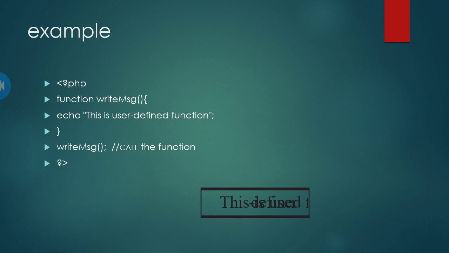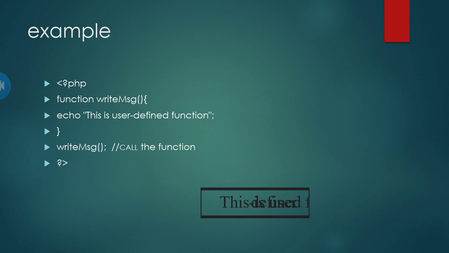Next is an example of a function. For example, look at the second line, function write message. Here function is a keyword, and the name of the function is write message. In the function, suppose we want to print with echo, this is a user defined function, and suppose we want to print this line, then close the curly bracket. Next line is write message, round brackets, semicolon. Round brackets with semicolon means this is a function call.